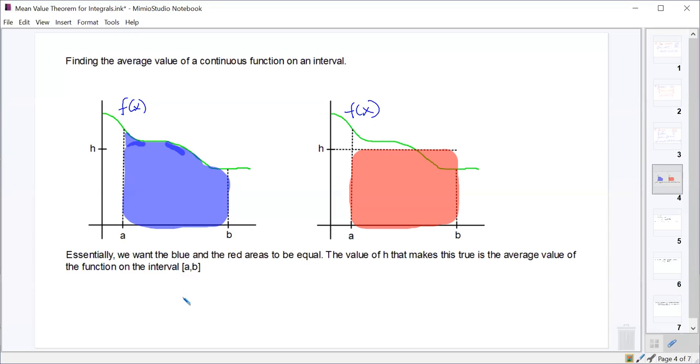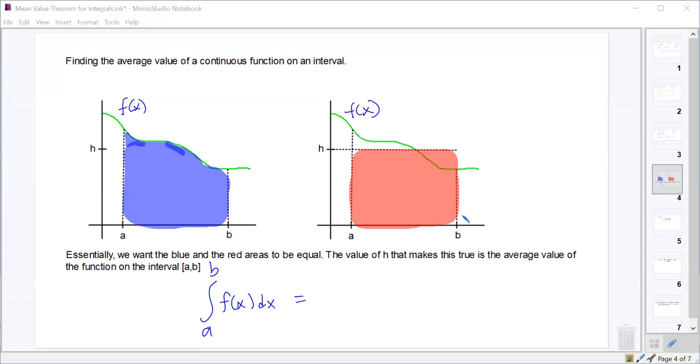The blue area should be what? The integral from A to B. Right, it's just the integral from a to b of f of x dx. And that's what we've been talking about, right? That's what integrals are, okay? And we want that to equal this area in red. Well, what's the area in red?